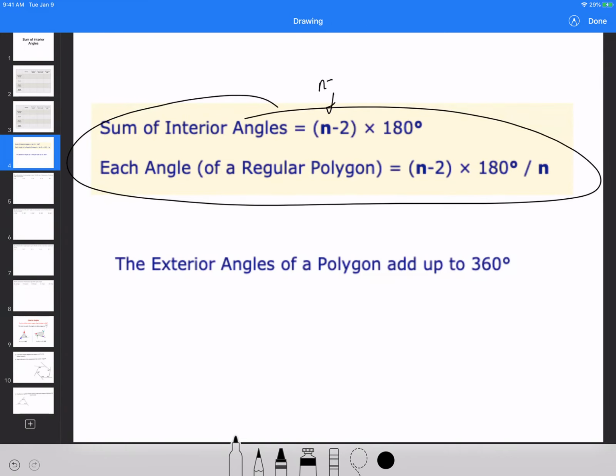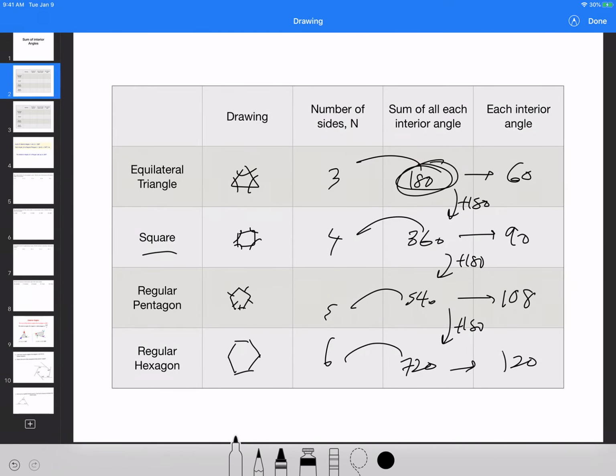This would be the formula that you just have to remember for interior angles. N represents the number of sides. So if it's a triangle, n is 3. If it's a square, that's a 4. And when you plug those numbers in there, you will get these numbers accordingly.